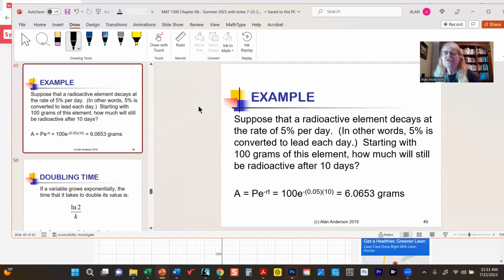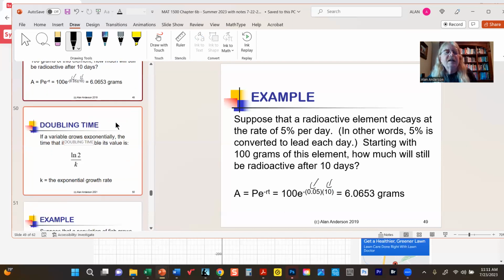If I had the exact numbers here, we could figure out how old something is with carbon dating. But anyway, let's just assume that we start with 100 grams of the radioactive element. After 10 days, if this function is correct, you can see, well, 5% a day is a very rapid falloff. After 10 days, we're only going to have about 6.0653 grams of radioactive material. The rest is lead. Okay, there you go.